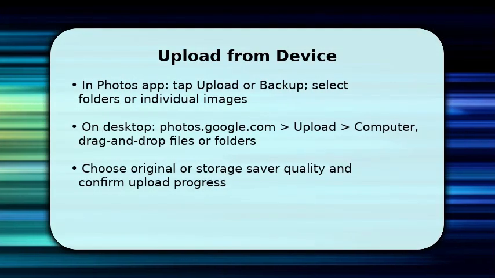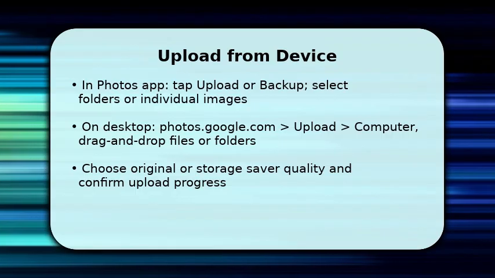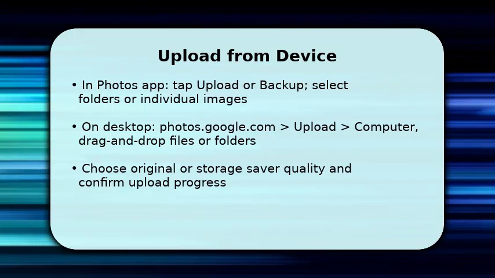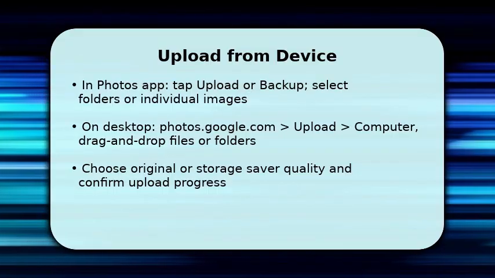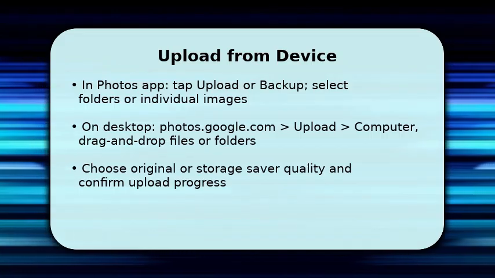Now upload the pictures. On mobile, tap Upload or use Backup and Sync and choose the folders or images to add. On desktop, go to Photos.Google.com, pick Upload, then Computer, and drag files or folders into the window. Choose Original Quality if you need full resolution or Storage Saver to save space. Monitor the upload progress indicator and wait until it completes. If you add many files, stagger uploads to avoid bandwidth limits and to keep the process reliable.